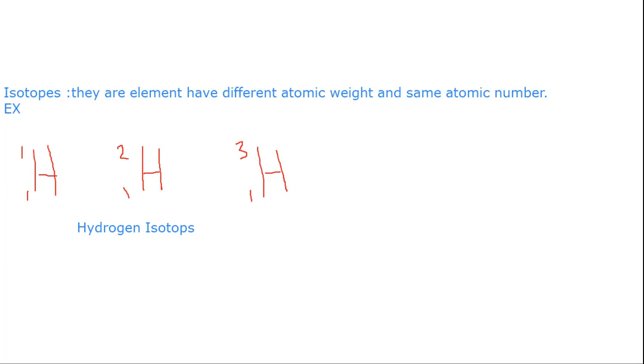It's called isotopes. So what's meant by isotopes again? They are elements that have different atomic weight and the same atomic number. Excellent. It's called isotopes. After the isotopes, let's complete.